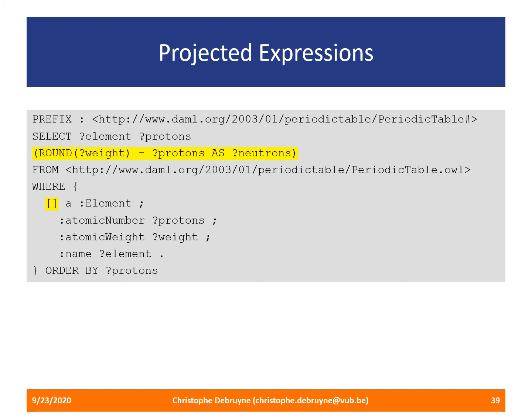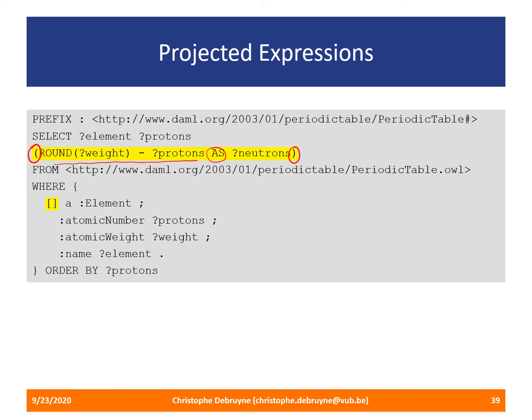You just put the computation inside parentheses, and then you have your computation here. You can even use functions and whatnot. And then you bind them to a variable using the as construct.